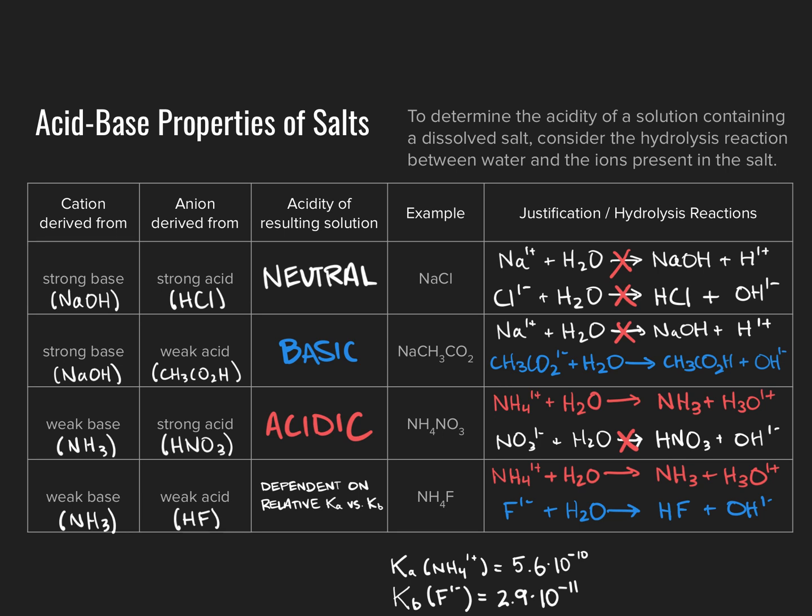So again, comparing these relative Ka and Kb values, even though neither one of these is particularly strong as either an acid or a base, it appears that the value of the Ka for ammonium ion is larger than the value of the Kb for the fluoride ion, and thus I would expect that the overall acidity of a solution of ammonium fluoride would be slightly acidic. So having now qualitatively examined the acid-base properties of salts, let's go ahead and move on to some examples in which we can make some quantitative calculations.